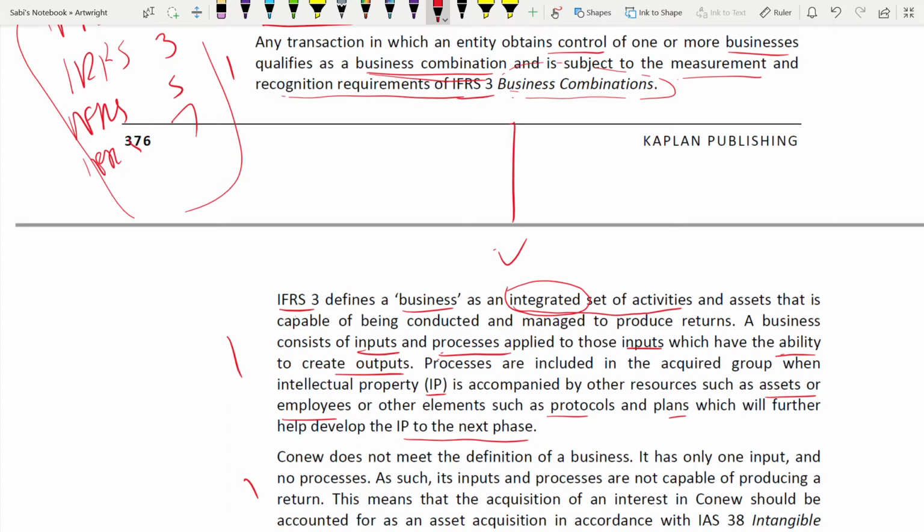Can it? But if you are using it with the asset or the employees are using it, then yes, it will give you some benefit, some return. So you're using it, it's like a process. Okay, your assets, your employees, they are your inputs. To that you are applying intellectual property, that is the process, and it is creating an outcome, an output. What is it? You are developing to the next phase, because IP will help you to go to the next phase. IP is like a process in this case.